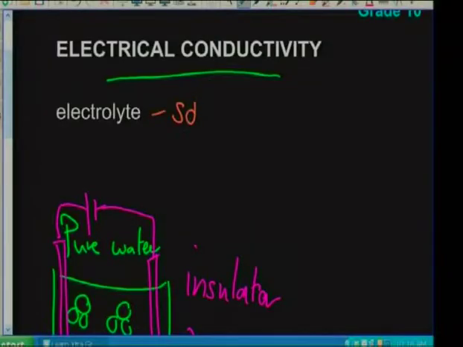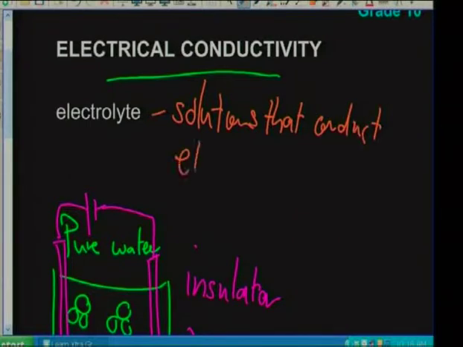Now, that group of substances that are both soluble in water and are able to conduct electricity, we give them a name. And they are extremely important. These are called electrolytes. They are solutions that conduct electricity. Okay, so electrolytes. We have them in our body.